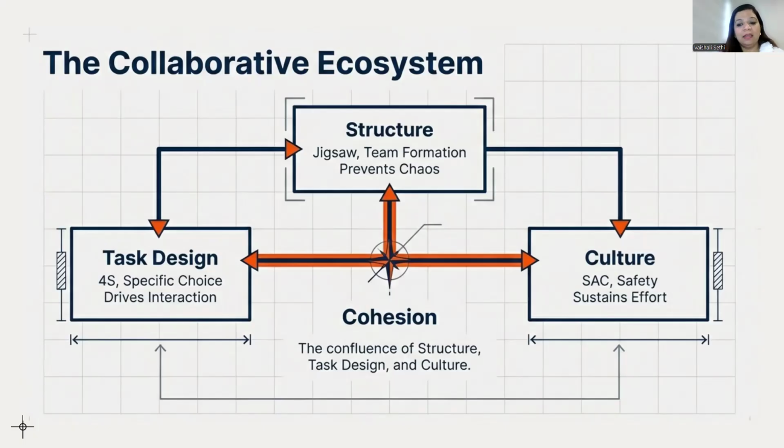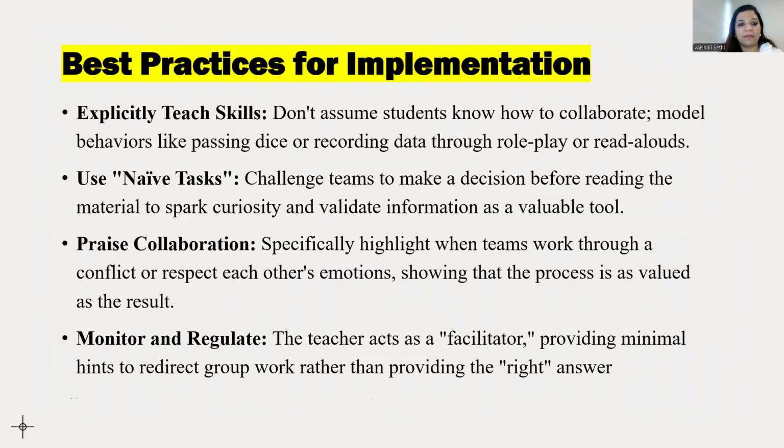So when these three things come together, we have cohesion. The group functions as a real team. So the main takeaway is, if the team is weak, if teamwork is weak, we diagnose where the gap is. Let's try to see if it is structure, task design, or culture, and adjust that part. Okay. Now coming to the best practices for the implementation.